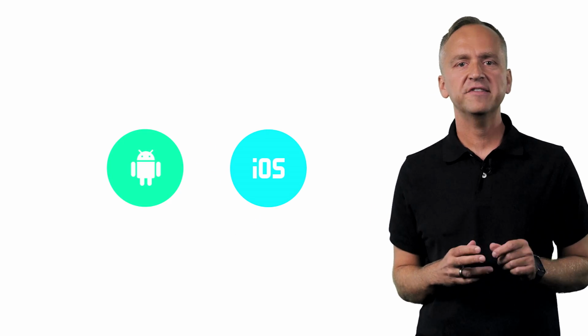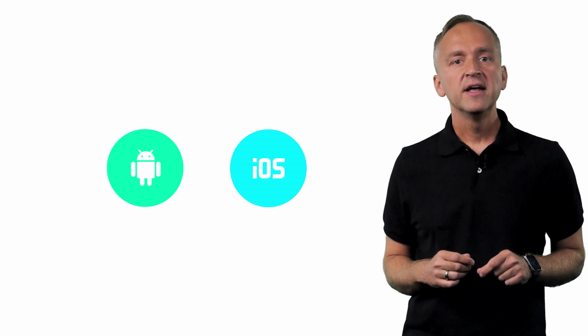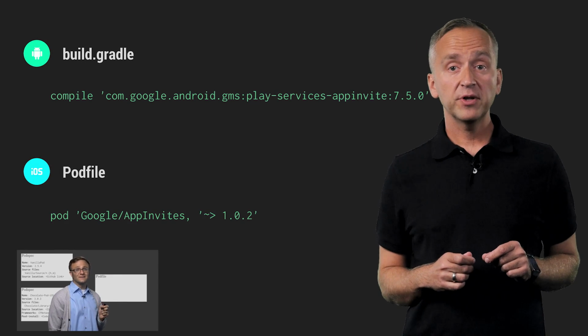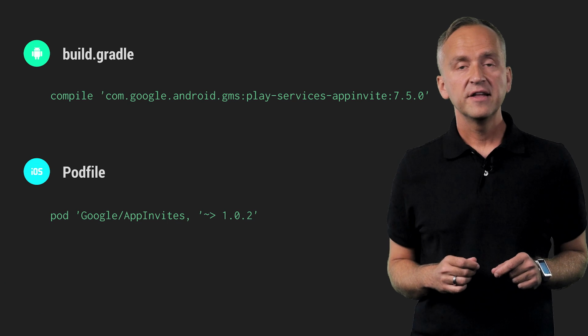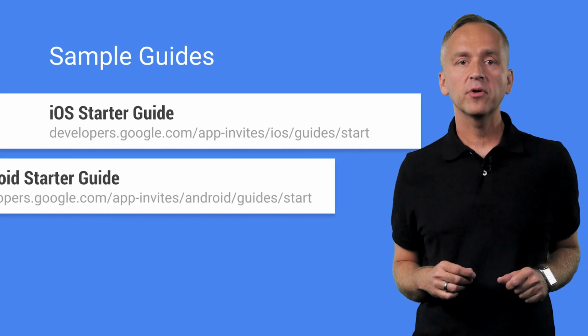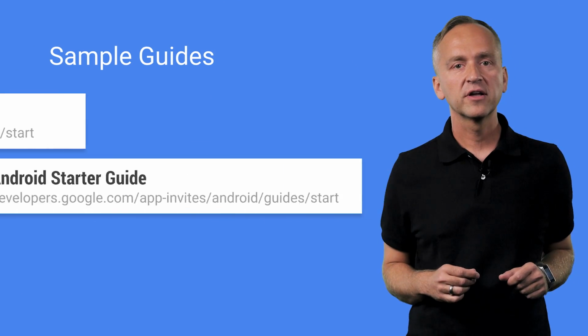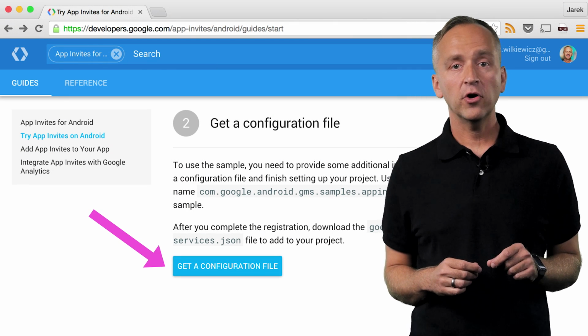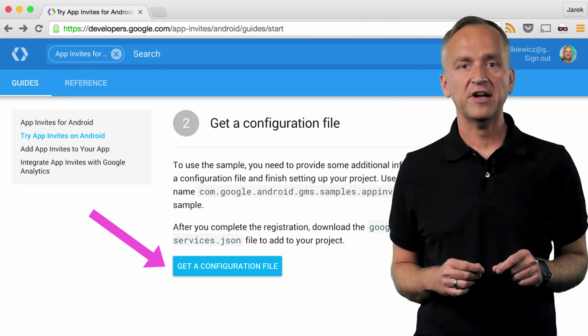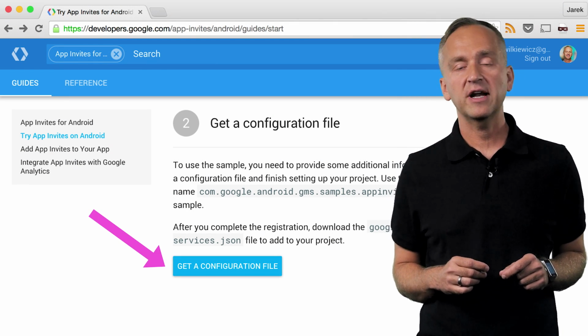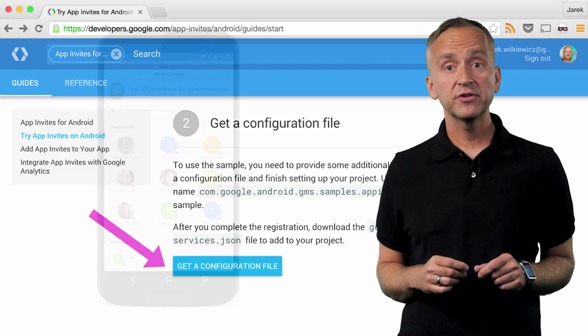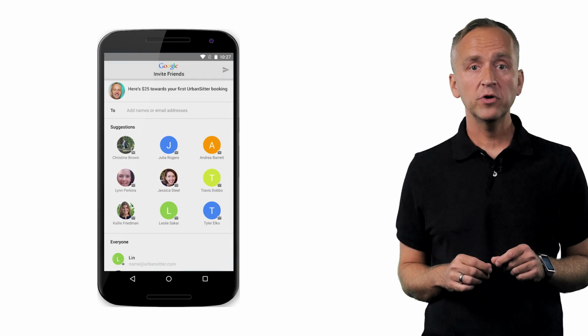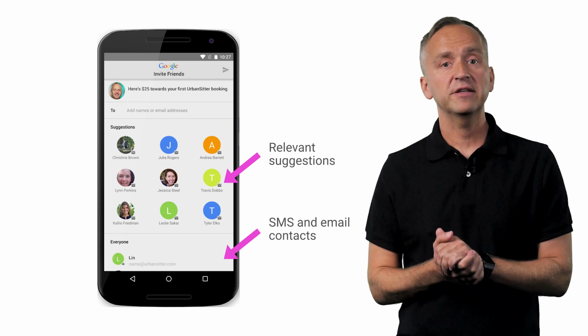Let's look at some of the technical details now. You can get App Invites from Google Play Services or Cocoa Pods. The best way to start is to try the sample app for your platform. Let's take a quick look. In order to enable App Invites for your own app, go to g.co/appinvites and follow the instructions to set up your project. To share app content deep links, App Invites provides a widget out of the box, so you don't have to code that part.